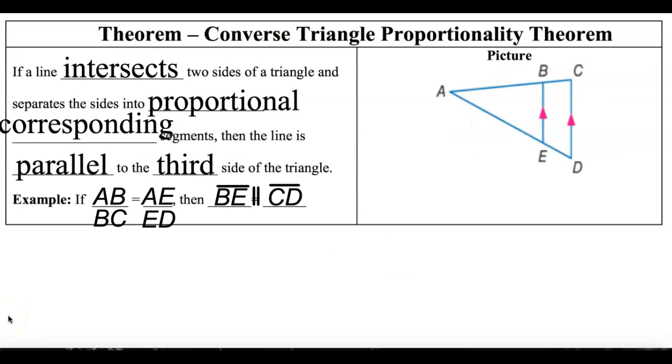Okay, so this is a converse, and remember, converses take an if-then statement and switch it around. So in this theorem, what we're going to use here is, if we know that these are proportional, we can then say that these lines definitely are parallel.